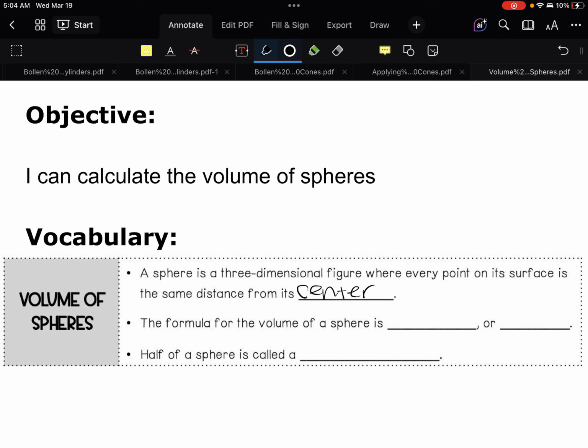The formula of the sphere is 4/3 pi r cubed. So this time, instead of pi r squared, where it's r times r, it's going to be pi r cubed, which is r times r times r. Another way you could write this formula is 4 pi r cubed all over 3. So you could find that and then divide it by 3. Half of a sphere is called a hemisphere.